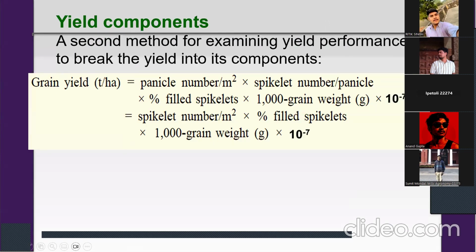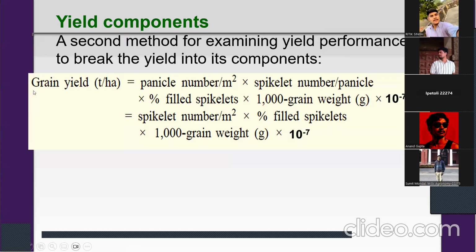Now, a second method for examining yield performance is to break the yield into its components. So this is a standard formula to calculate the grain yield. You must remember this formula. I will ask some numericals in your theory exam about the calculation of grain yield from this formula. And this formula is very simple. If you do not know grain yield, and other parameters are given, you can work out the grain yield.